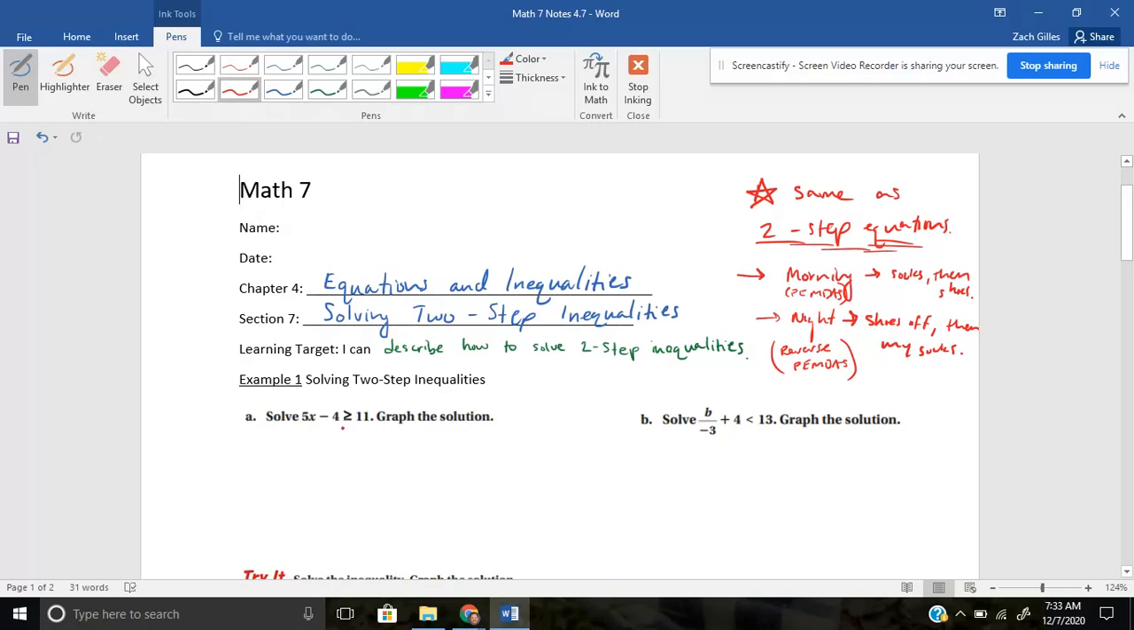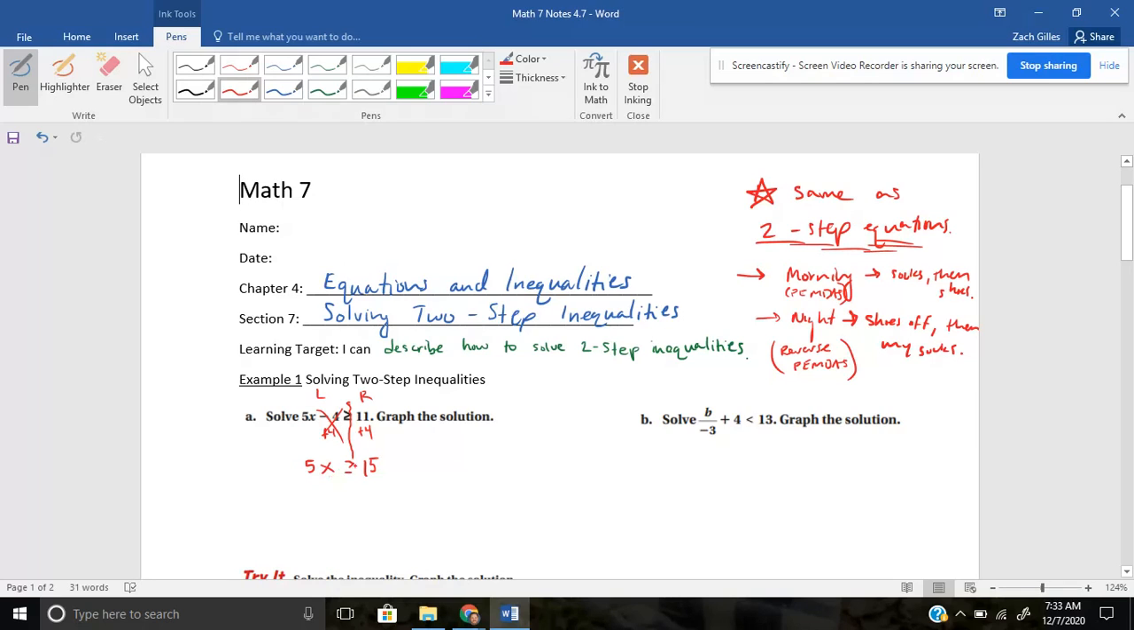I've got 5x minus 4 is greater than or equal to 11, and then graph the solution. So here's my inequality. I'm going to split it down the inequality sign, so I have a left side and a right side. When I'm undoing a math problem, I'm going to do my addition or subtraction first. So to undo subtracting 4, I would add 4 to both sides. Subtracting 4 and adding 4 would give me 0. I'm left with 5x is greater than or equal to 11 plus 4, which is 15. And now it's a one-step.